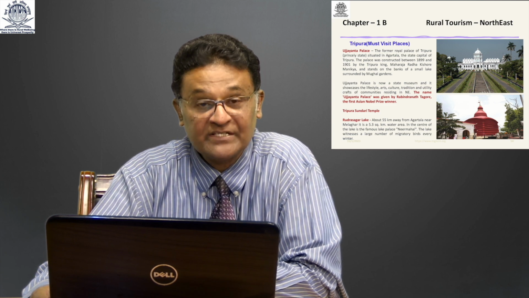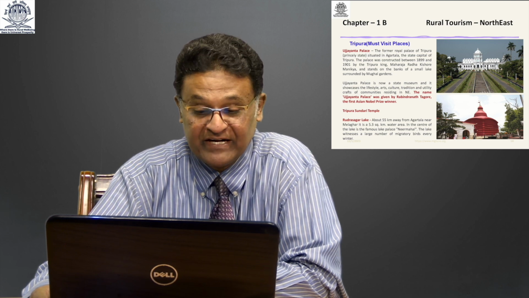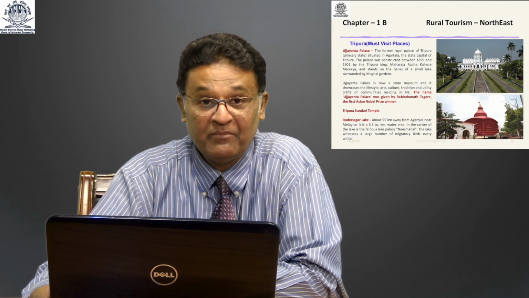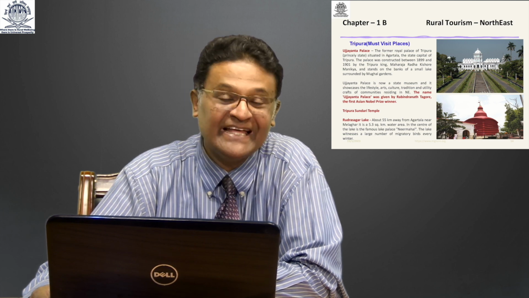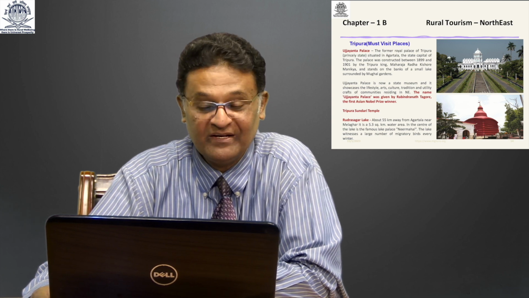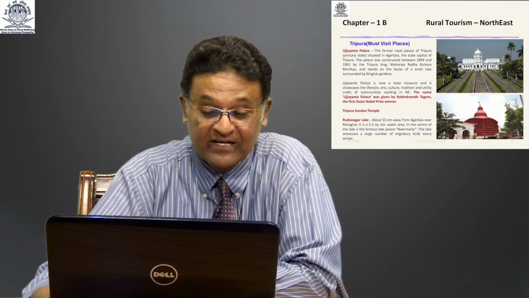Ujjayanta Palace is now a state museum and it showcases the lifestyle, arts, culture, traditions and utility crafts of the communities residing in the Northeast. The name of Ujjayanta Palace was given by Gurudev Sri Rabindranath Tagore, the first Nobel Prize winner from Asia. Then we have the Tripura Sundari temple.